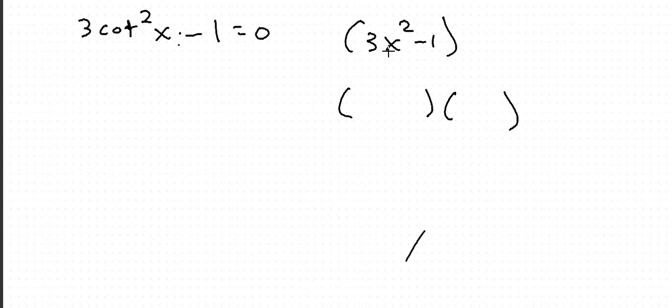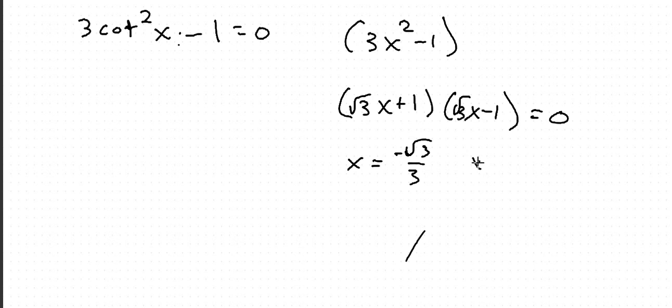Okay, take the square root of this one. Tell me what you get. 3x. The square root 3x. So I'm going to write that twice. Take the square root of that. Negative 1 and positive 1. Mm-hmm. And both of those are equal to 0, right? Mm-hmm. So when I solve it, I'm going to get that x is equal to negative root 3 over 3. Mm-hmm. And x is equal to positive root 3 over 3.